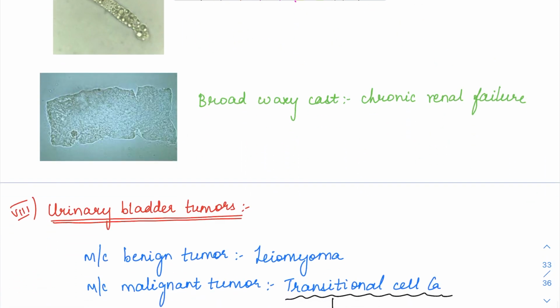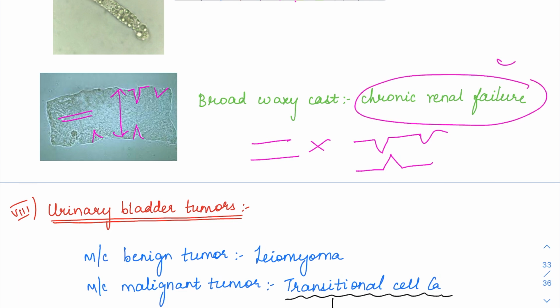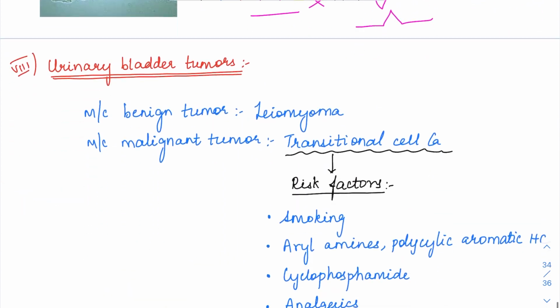Other than that, we have this broad waxy cast. These casts are quite large, right? The normal cast was of this size only, but this is quite large. This kind of large cast has some kind of defect. It is not regular. It is going to have this kind of damaged wall. So this is called a broad waxy cast, and it is characteristically seen in chronic renal failure. Okay.